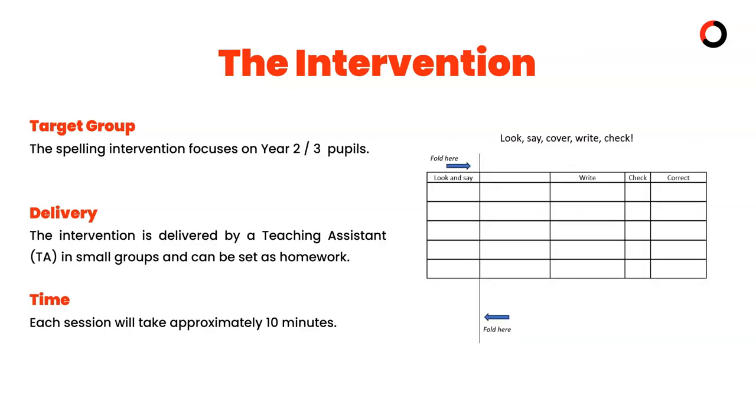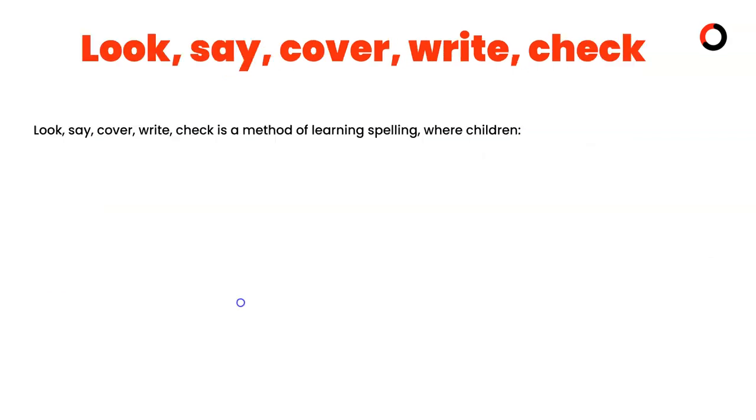So just a very quick recap on the intervention. The target group for this one is year 2 and 3 pupils. The intervention is delivered by a teaching assistant in small groups, and it can be set as weekly homework, and each session will take approximately 10 minutes. The intervention you're doing is the look, say, cover, write, check.